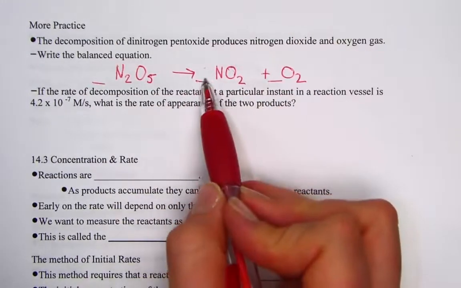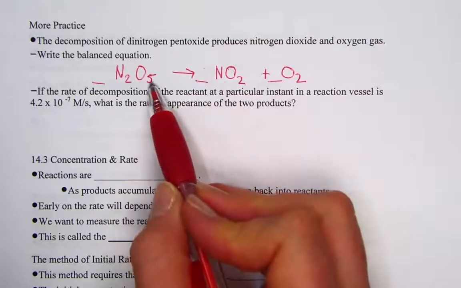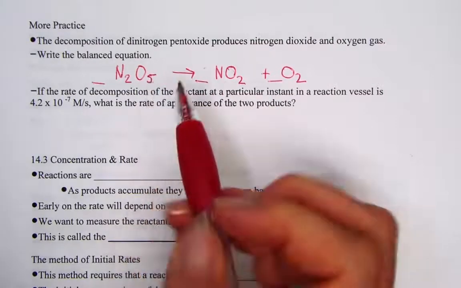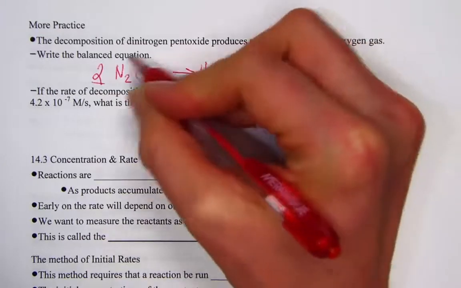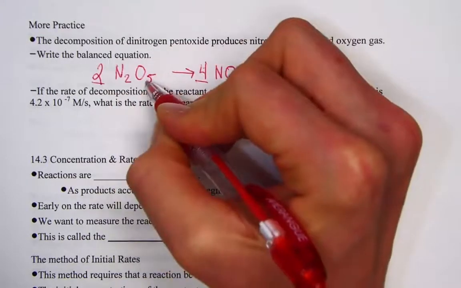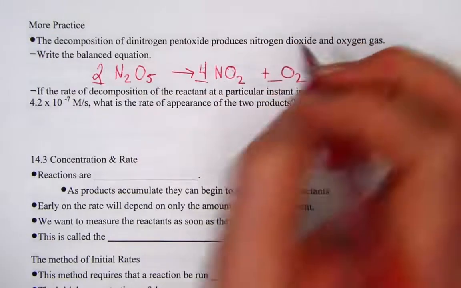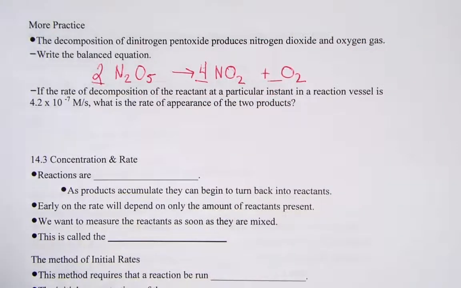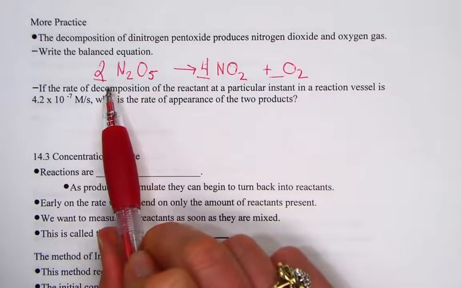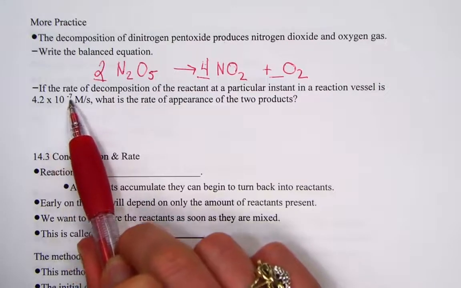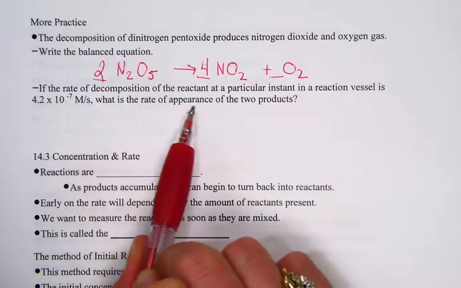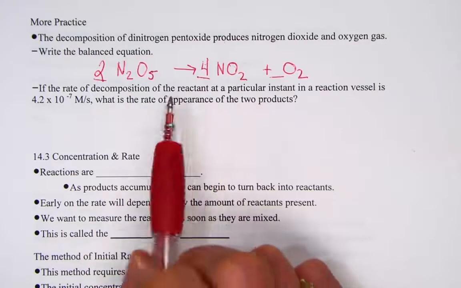Well, I could start here by doubling the N's, but then I still end up with an odd number of O's. So I think, let's try this. I'm going to double this, get 4 N's, and see if this even number of O's can work over here. We have 10 O's on the left, 8, 9, 10 on the right. So a 2, 4, 1 balanced our equation. If the rate of decomposition of the reactant at a particular instant in a reaction vessel is 4.2 times 10 to the negative 7th molar per second, what is the rate of appearance of our two products?